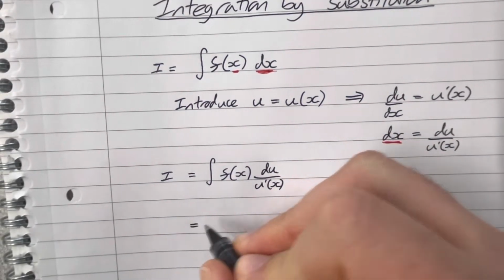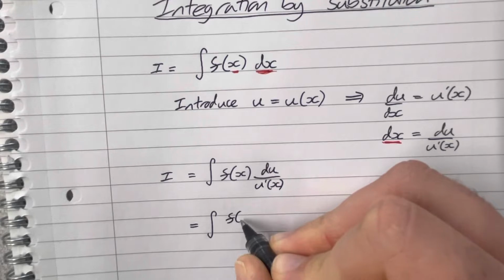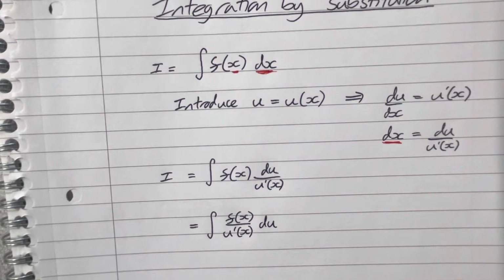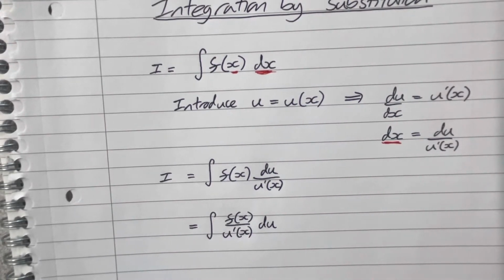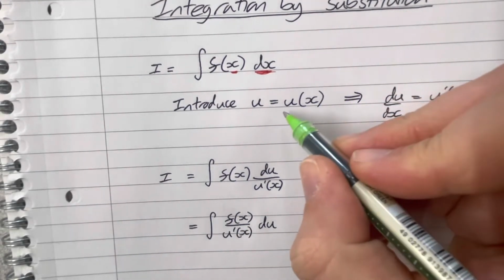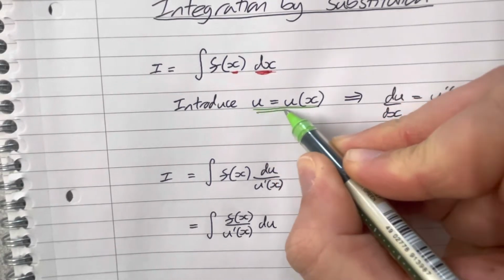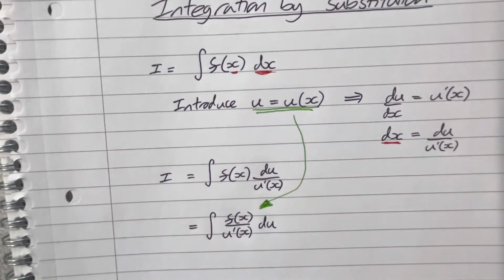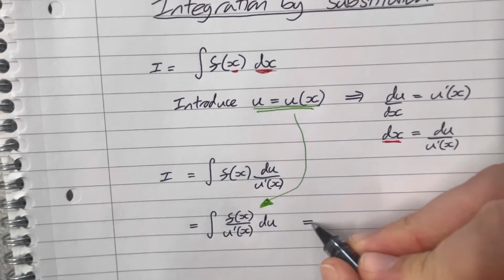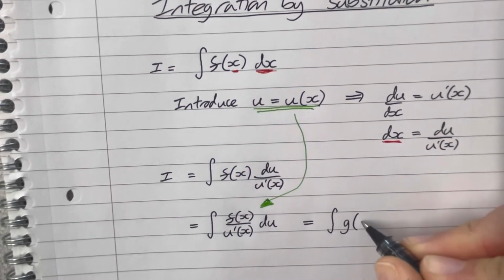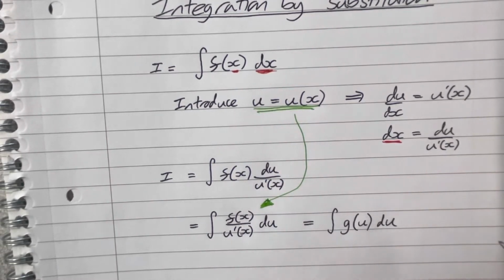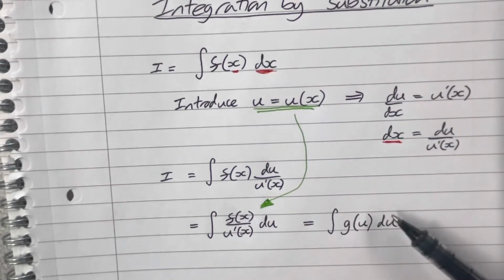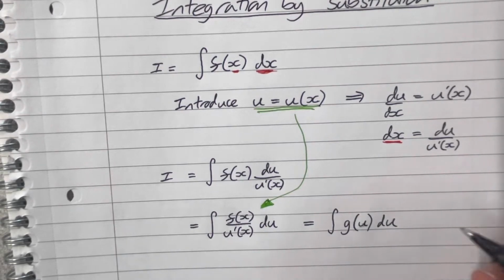A bit of tidying up, I can say that's equal to the integral of f of x divided by u primed of x du. And then, depending on the form of this, the x's may cancel, or I may need to use my original substitution in here to give me a function of u. So that will become an integral of a new function, u, with respect to u. So this maybe was one I couldn't carry out, but in doing this substitution method, I arrive at a different integral, which I then can carry out.